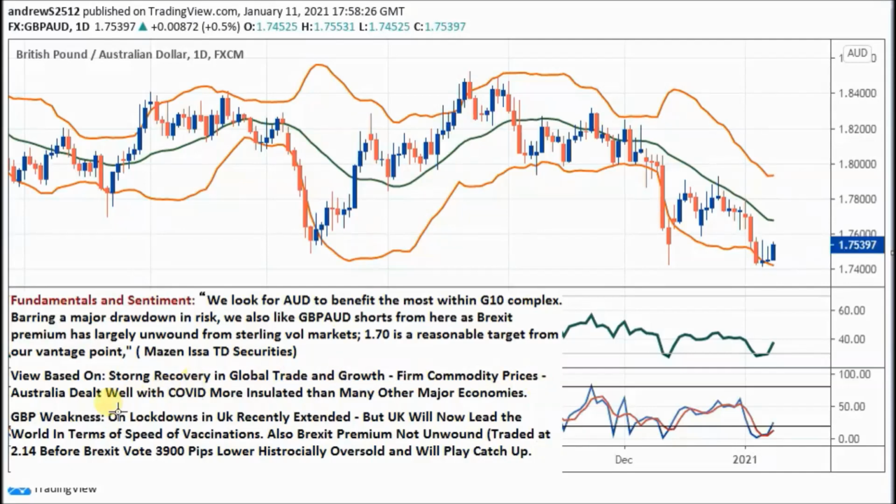Australia's dealt well with COVID, more insulated than many other major economies, but it doesn't really have much of an internal market, does it, Australia? It's an export-led nation. So I don't see that as too significant.